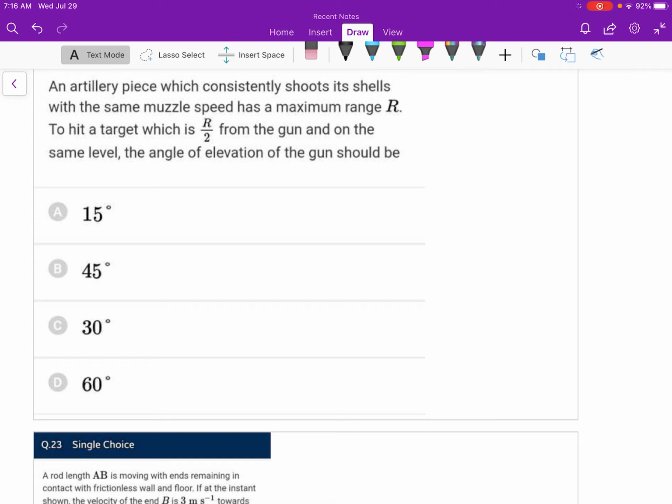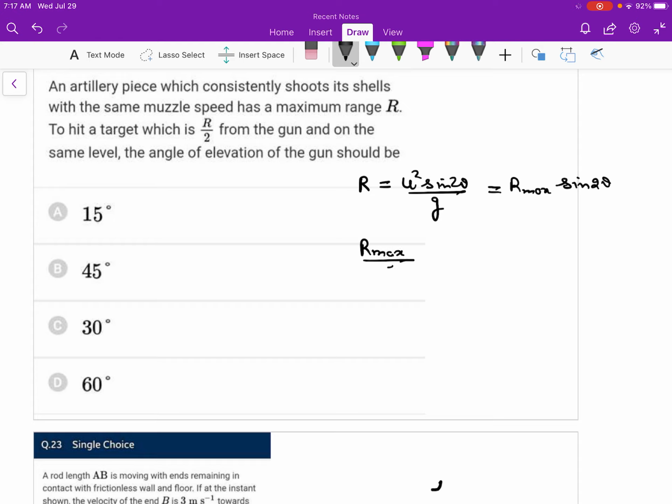An artillery gun shoots and has maximum range R. For R by 2, what is the angle of elevation? Okay, so range is u square sine 2 theta by g. So this is R max into sine 2 theta. So R is R max by 2.